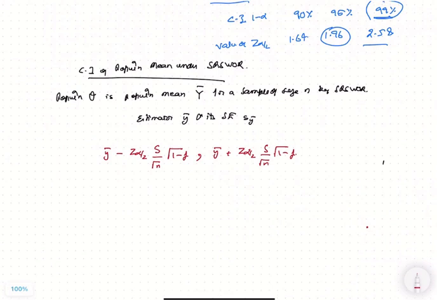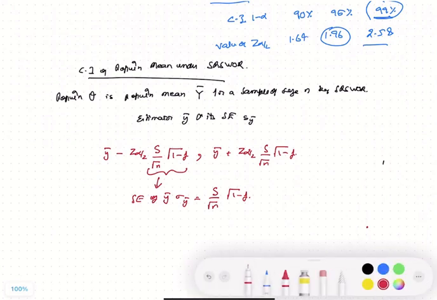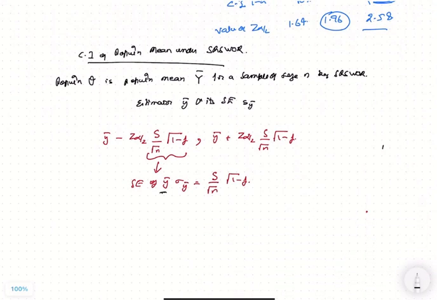So what is this whole thing? This whole thing is nothing but the standard error of y bar or sigma y bar, that is S upon under root n 1 minus f, and that we have learned before is how you calculate the sigma of the sample mean.